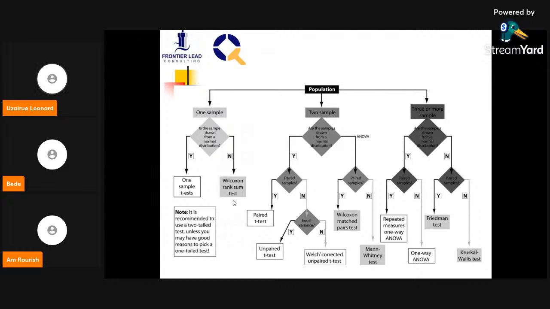Then if they are normally distributed, the next thing you have to ask yourself is, is it a paired test? When we say paired test, let's assume you're looking at only sportsmen and you collected their cholesterol level in the first quarter of the year. Let's say 20 sportsmen, and then in the second quarter you collected another cholesterol value.